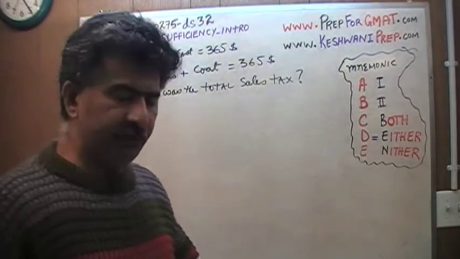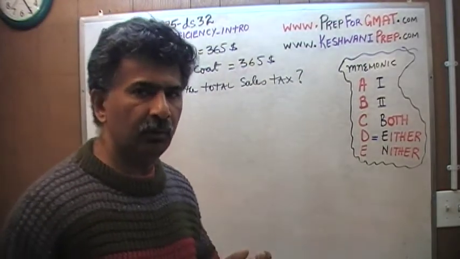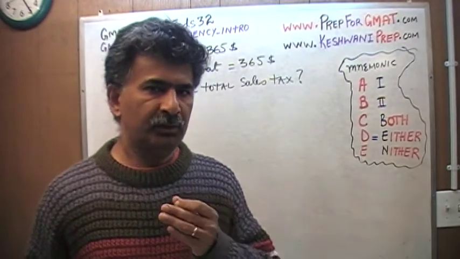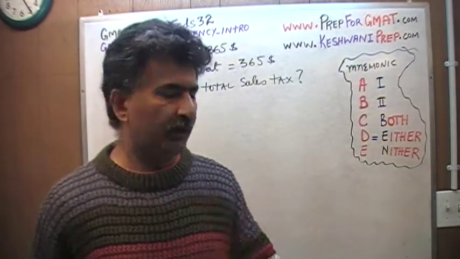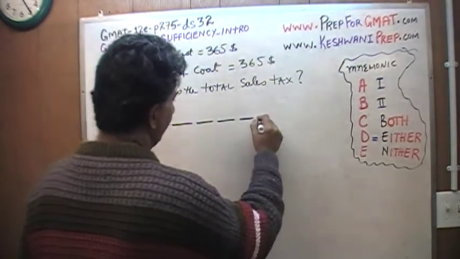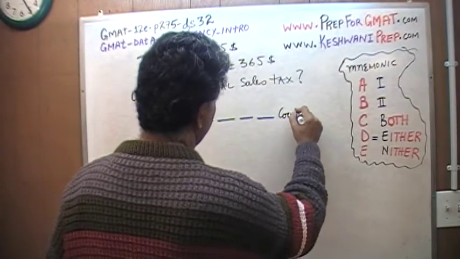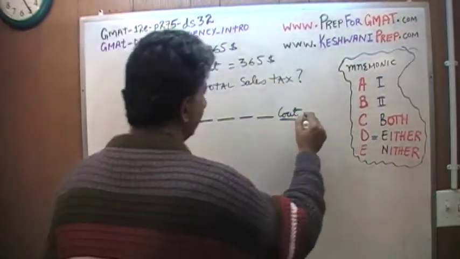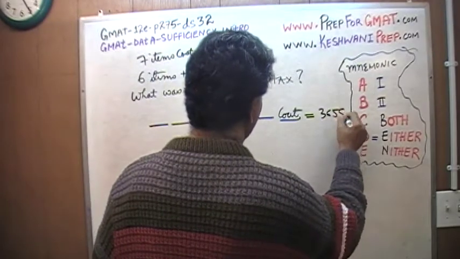Let's see. So we need to figure out, in order to answer this question, first of all, understand what it is that we need to know before actually analyzing the statement. We need to know, first of all, there are 7 items. 1, 2, 3, 4, 5, 6, and then the coat. 1, 2, 3, 4, 5, 6, 7. And we know that they cost $365.